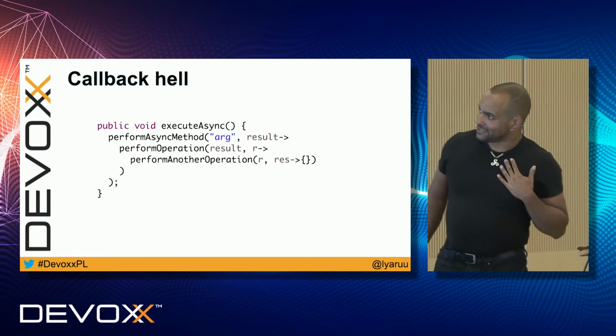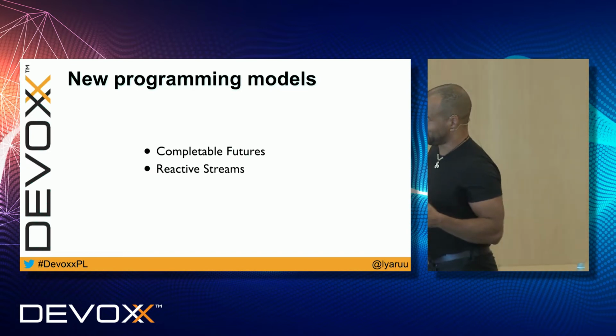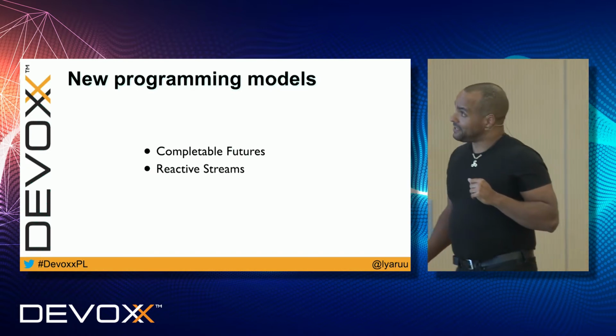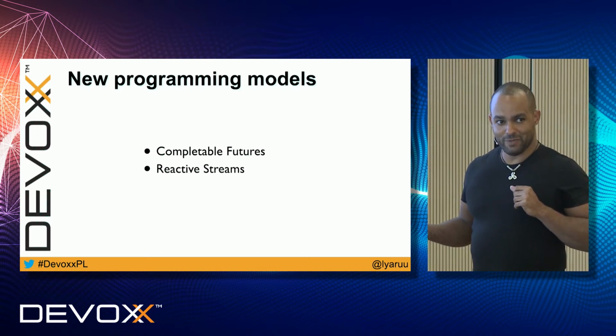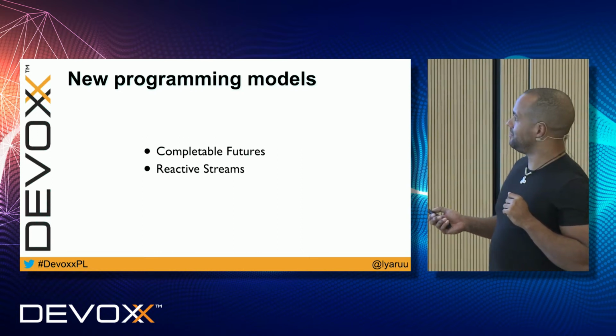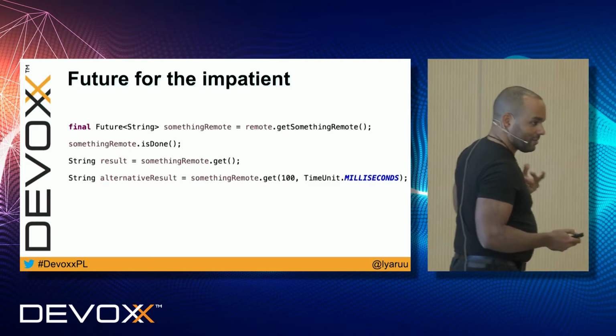But what changed lately is that there are new programming models that don't use callbacks, or not much at least. And those are completable futures and reactive streams. Are they familiar? Yeah, I see nodding heads. That's good. So first, completable futures. Well, let's start with futures.